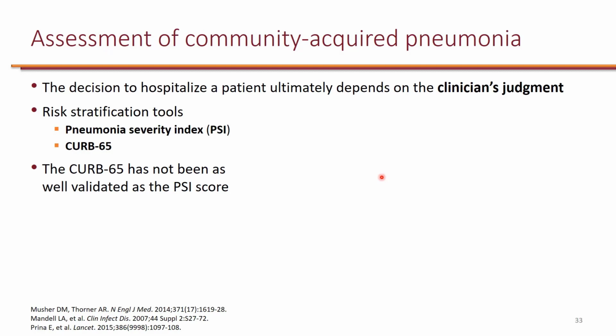Of course, the decision to hospitalize the patient ultimately depends on the clinician's judgment. Clinical judgment is important, but there are also some tools that can be used to aid in making that decision. There's the Pneumonia Severity Index, or PSI, also referred to as the PORT score. And there's the CURB-65 score. Now, these scores are just to help. They are not to replace clinical judgment. The CURB-65 has not been as well validated as the PSI score, but because CURB-65 is more simple, it's more practical to use at bedside.